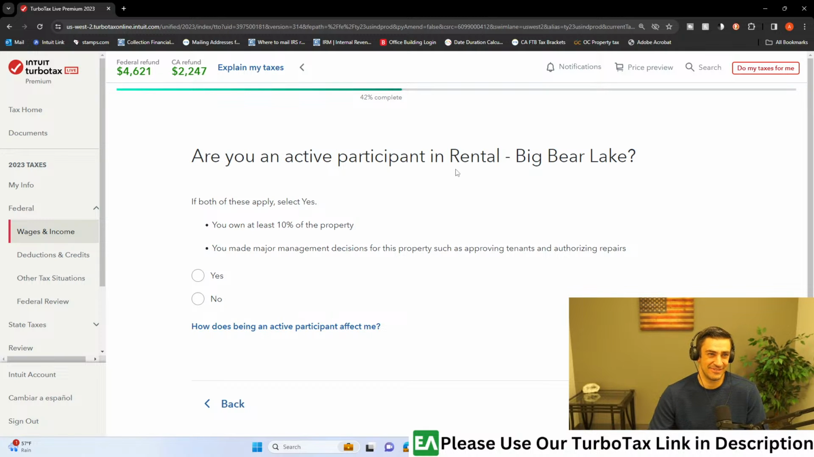Are you an active participant in rental? Yeah, so here we go. This is really common. People do this, okay? This is very common to say yes here. If both apply, say yes. If you own at least 10% of the property, yep, I own 100%. You made major decisions, management decisions for this property, such as approving tenants and authorizing repairs. So even if you have a management company, the thing is, you approved who the management company was, so that's a major management decision, and they're always kind of coming back to you to approve of repairs and such, okay? So generally, most people are checking the box yes here.